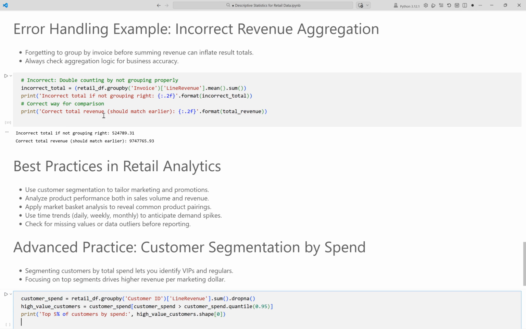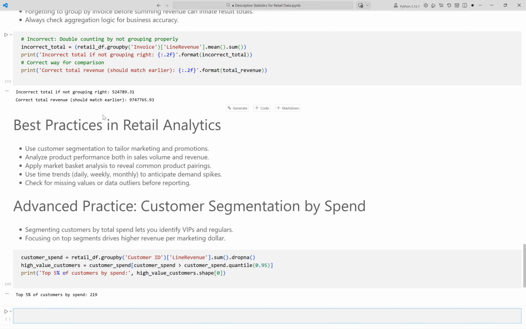Running the cell now. This output shows that 219 customers fall into the top 5% of total spend, as calculated by summing each customer's purchase revenue. Notice how the code segments high-value customers by focusing on those whose spend exceeds the 95th percentile, highlighting the VIP group crucial for targeted marketing efforts. This step reinforces the lesson's goal of identifying key customer segments to prioritize for maximizing revenue impact. Suggest, how might the business reward or retain VIP customers?